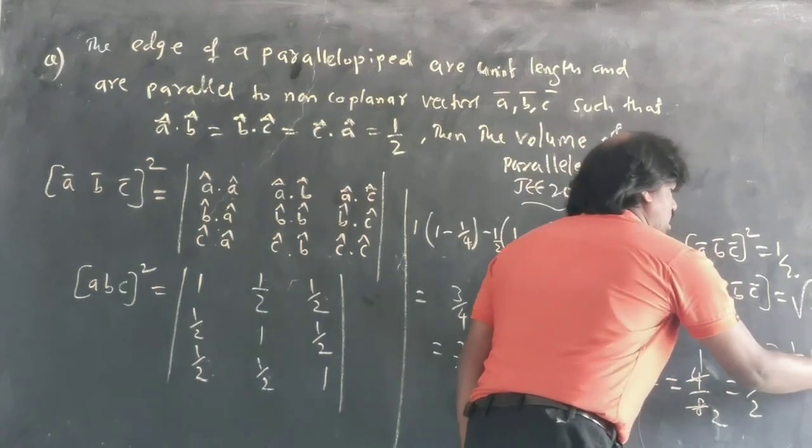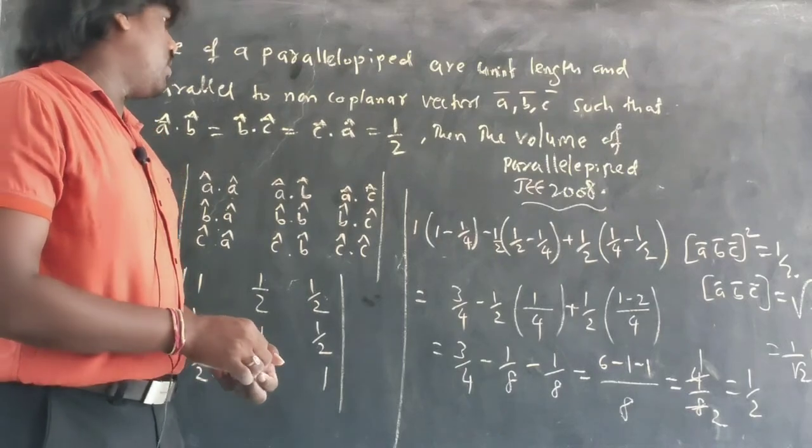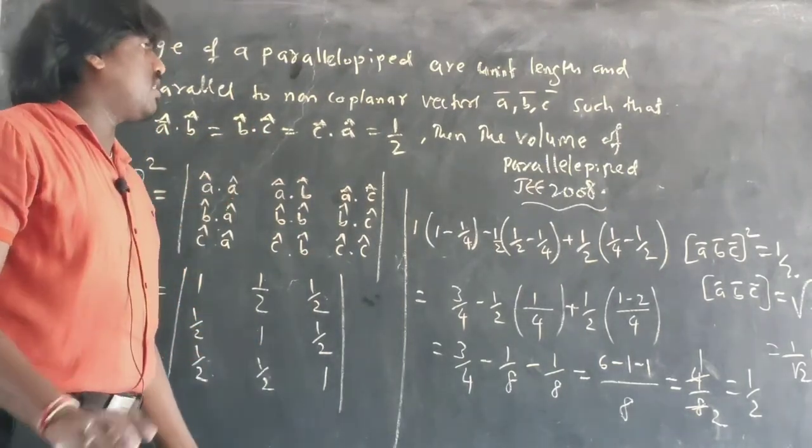This was the answer. I did not write the options. So finally the answer is 1 by root 2 cubic units. This is the volume of the parallelepiped. So this is the way to deal with this problem. Hope you understand. Let us see the next question.